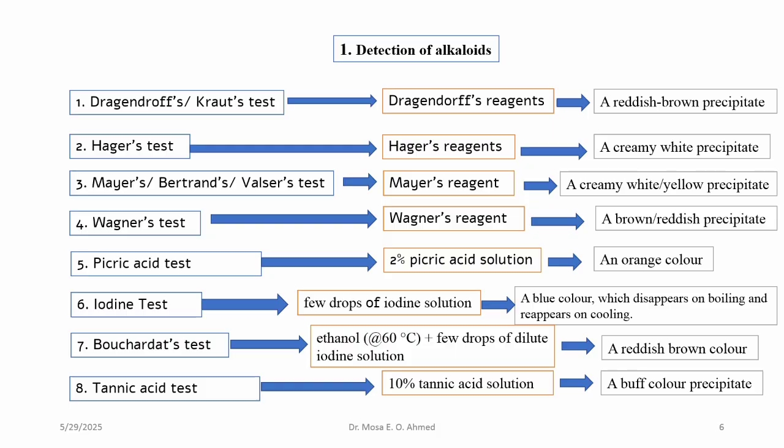As appears in this slide, the first four reagents give precipitate or change in color, including Dragendorff's, Hager's, Mayer's, and Wagner's. All of them give precipitate in addition to color change. Besides these, the last one, tannic acid test, also gives precipitate in addition to change in color, while the others mainly give change in color, including picric acid, which gives an orange color, iodine test gives a blue color, and Bouchardat test gives a reddish-brown color.